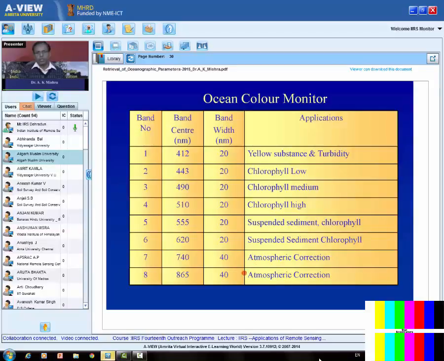Because water leaving radiance in these 2 bands is negligible and considered zero, whatever radiance is received at the satellite sensor in these 2 bands is related to Rayleigh and aerosol scattered radiance. So there are statistical methods which you can use to extrapolate the aerosol scattering in other bands.